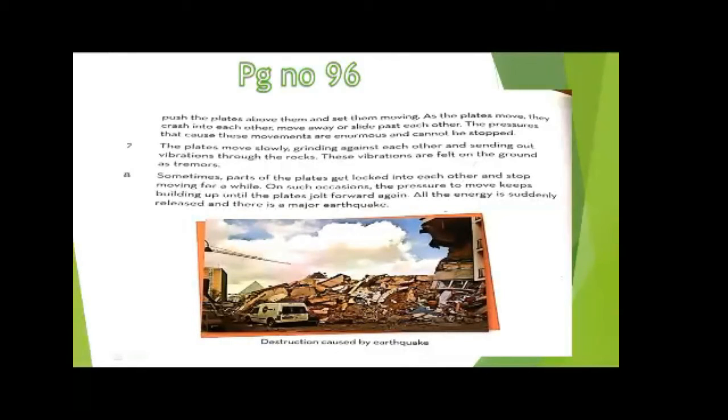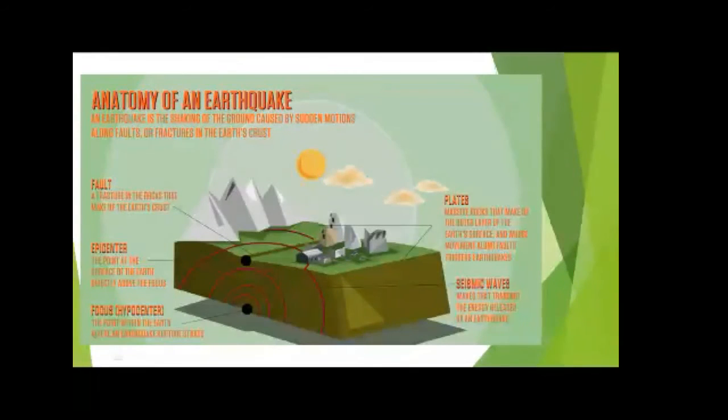All the energy is abruptly, suddenly released, and this results in a major earthquake. So now we will look at the anatomy of an earthquake. That means we will have a detailed analysis of an earthquake. The crust is made up of tectonic plates, and the point where the plates meet is called the fault.